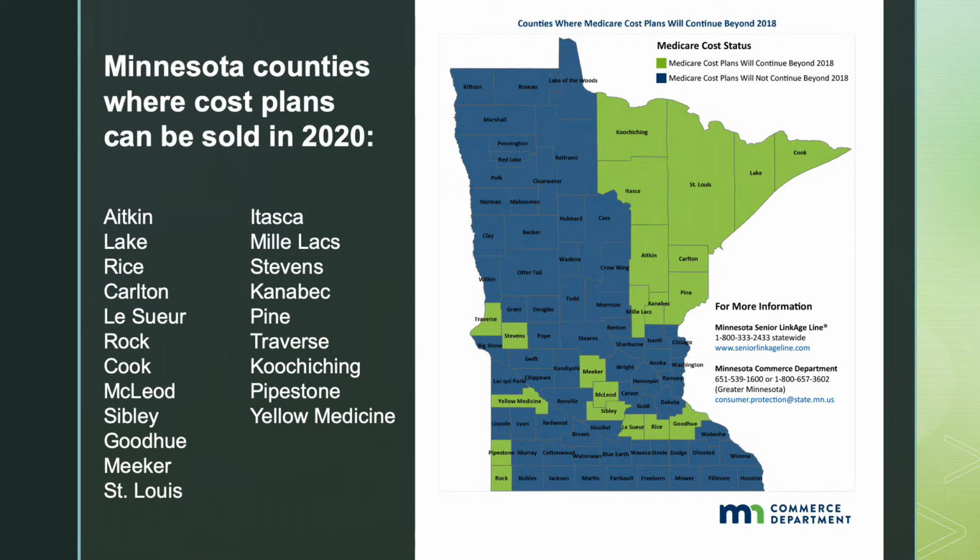The counties in the blue area are the counties where the cost plans were eliminated in Minnesota. The green counties are the counties where cost plans were allowed to continue. To make it a bit easier for you to understand, we have listed the 21 counties in Minnesota where cost plans can continue to be offered. So if you live in one of these counties and are interested in enrolling in one of the cost plans available, you can contact the Department of Aging and they would be happy to assist you.